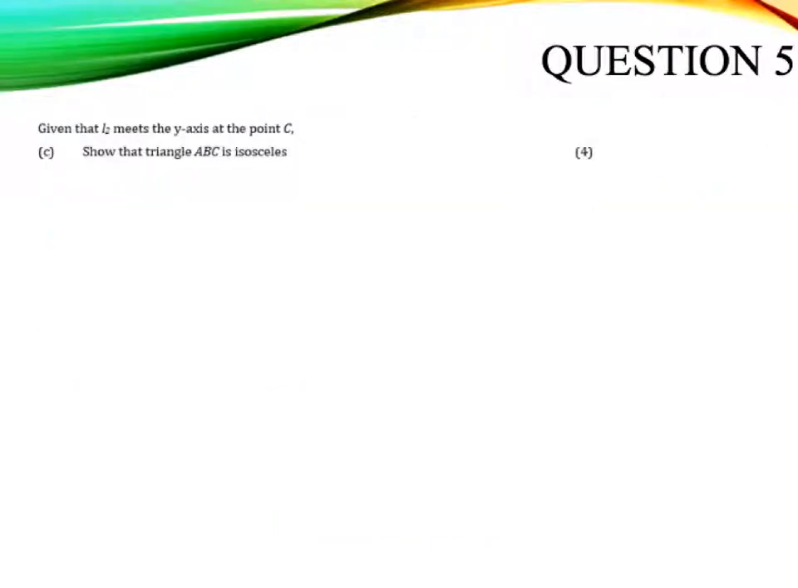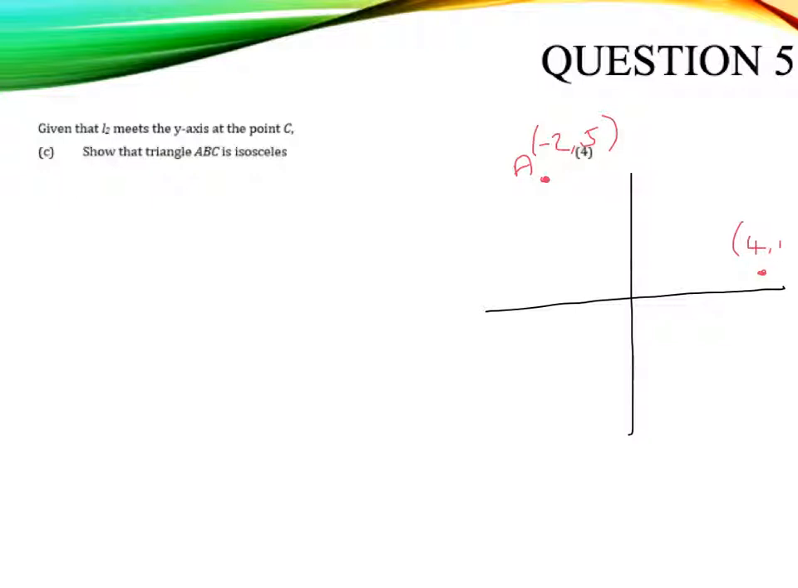The final part says, given that L2 meets the y-axis at the point C, show that the triangle ABC is isosceles. So before I do anything else, I'm just going to draw myself a quick sketch again. So we said that A was at (-2, 5). We had B over here somewhere, which we said was at (4, 1). This was B.